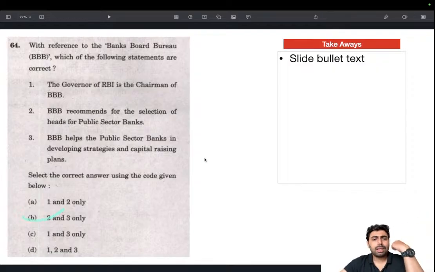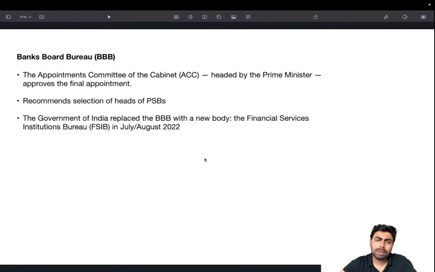But even if this question comes, you will be able to solve it, because Banks Board Bureau actually recommends the selection of heads of public sector banks, and they develop strategy. This is basically in the backdrop of the NPA crisis. This body was constituted then. Now this body has been replaced by the Financial Services Institutions Bureau. This is important. Right now, Banks Board Bureau is being replaced due to some controversies regarding their appointments and things like that. It has been replaced by FSIB.